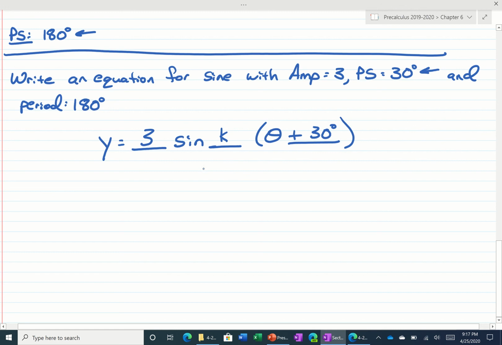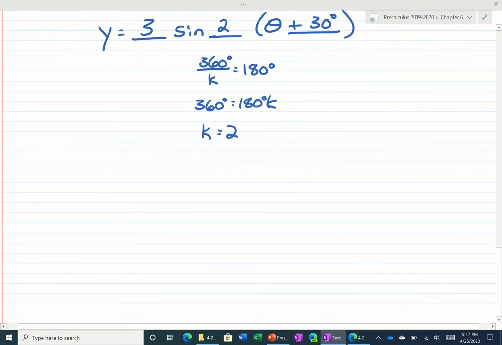But I know the normal period is 360. 360 divided by whatever k is would give you the period, which I told you was 180. So if you multiply both sides by k and divide by 180, you get k is 2. So I'm going to put 2 here. All right. That's how you do those kind of problems, and I'll show you how to graph a couple, and I think that'll be it today.